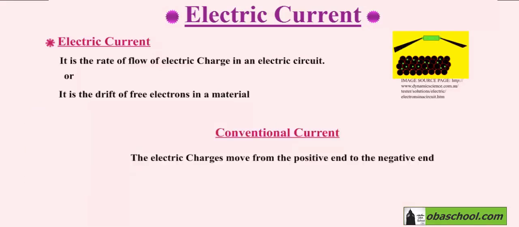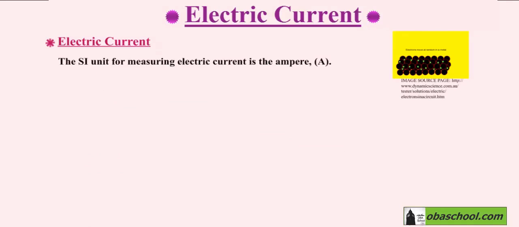This is what we call the conventional current, where the electric charges move from the positive end to the negative end. Now, the SI unit for measuring electric current is the ampere. Its symbol is A. But the question here is, how much is 1 ampere?